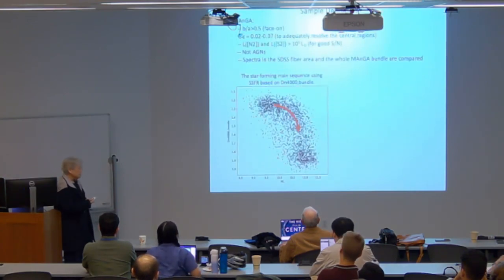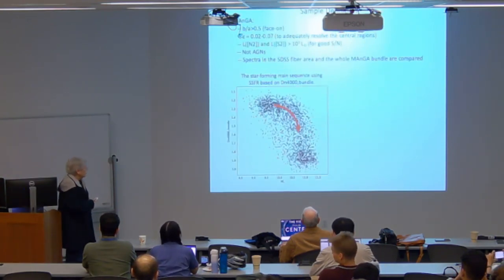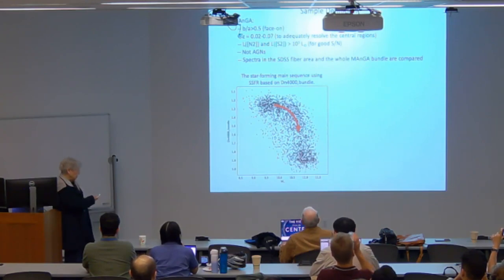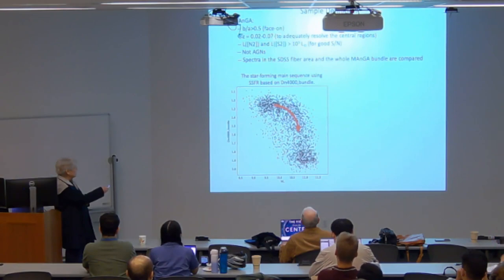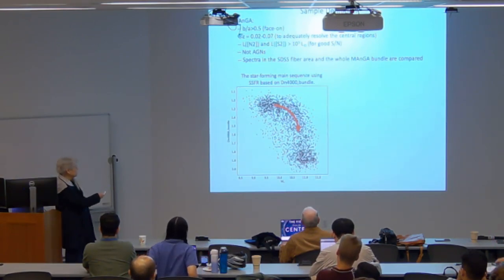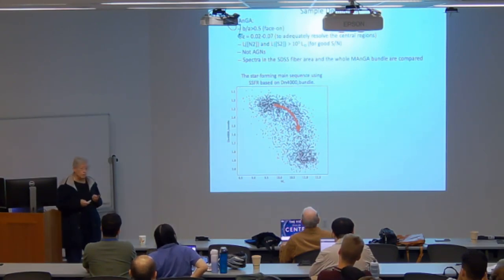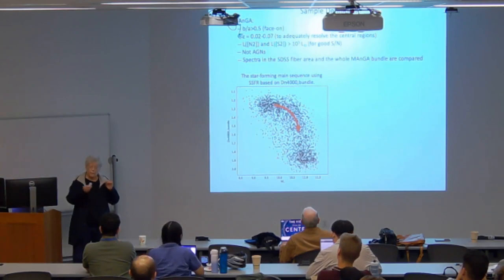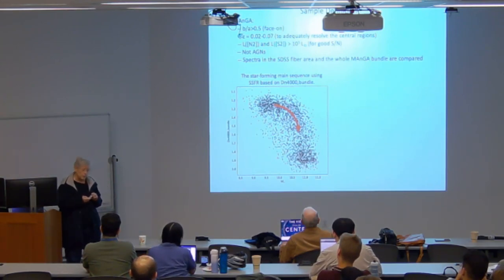All right, so the sample is MaNGA, and here are the various cuts that have been used: basically face-on, pretty nearby to get good resolution, high signal-to-noise, AGN thrown away. And the spectra that I'm using are just two per galaxy: the spectrum in the Sloan equivalent fiber region and the spectrum in the entire MaNGA bundle.